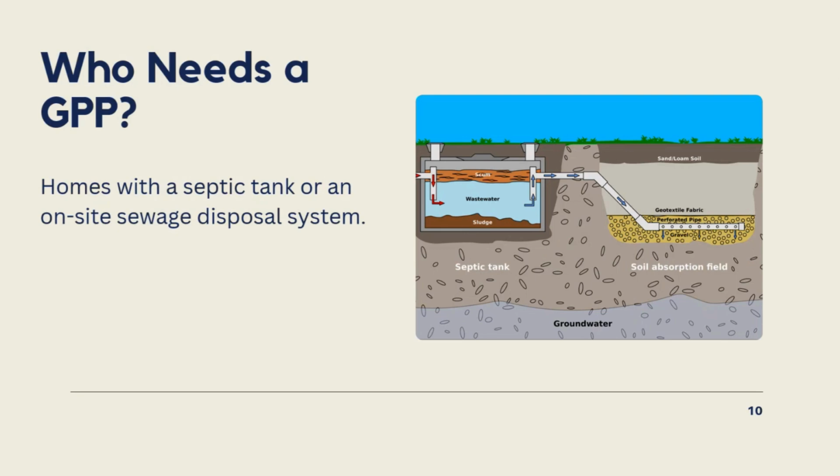This is another one that nobody thinks about. Technically, if you have a septic tank or on-site sewage disposal system, you should have a GPP by regulation. I grew up in a house with a septic tank. Didn't know anything about GPPs. My parents still don't have a GPP, and I run the program. So that just goes to show that we're not going to catch every GPP in the state.